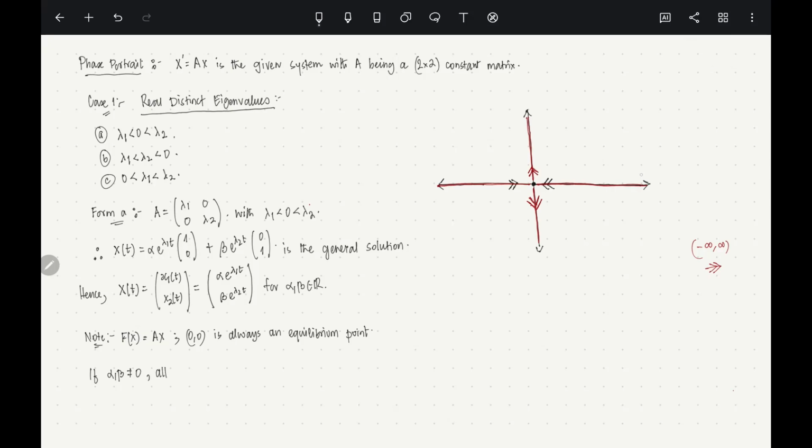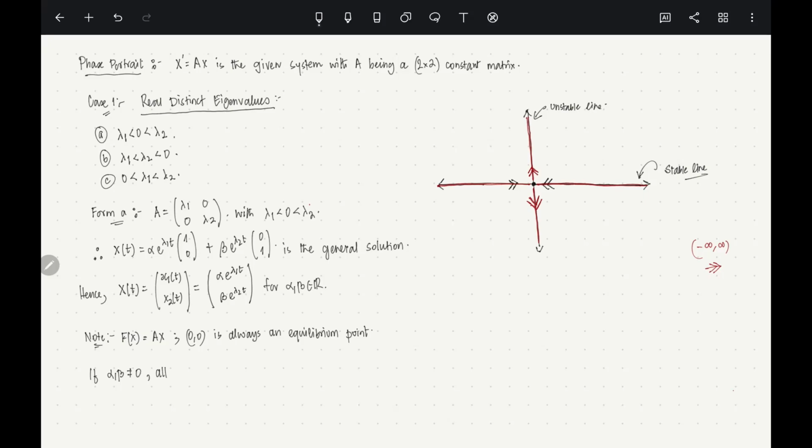By the way, I forgot to mention this. You see this line, all the trajectories are moving towards the equilibrium, right? So since they are moving towards the equilibrium, we call that line a stable line. Okay, please remember this thing. And this line where it is moving away from the equilibrium, we call it an unstable line.